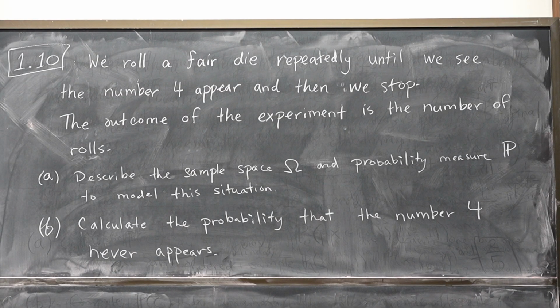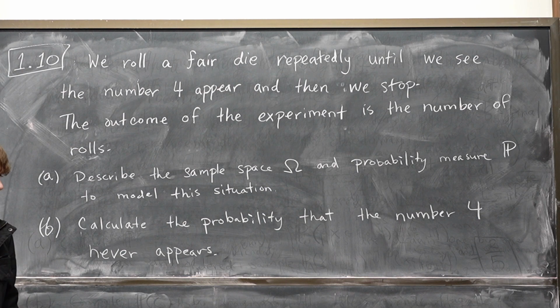Today we have a problem. We roll a fair die repeatedly until we see the number 4 appear, and then we stop. The outcome of the experiment is the number of rolls. Part A asks us to describe the sample space omega and the probability measure P to model this situation. And Part B asks us to calculate the probability that the number 4 never appears.